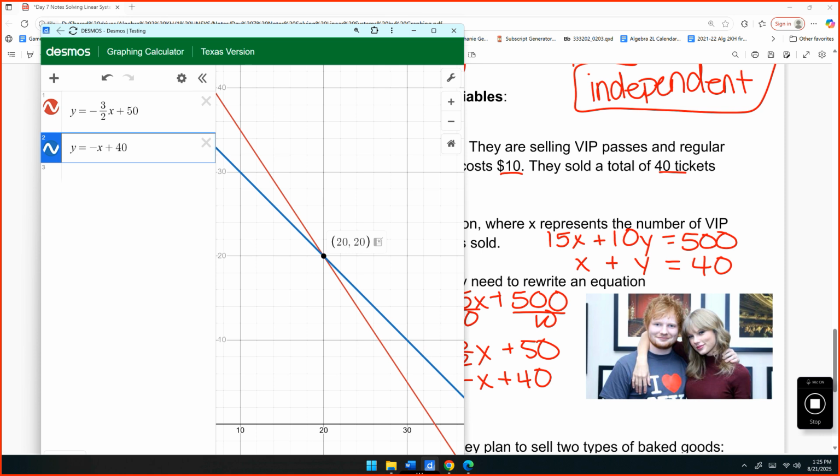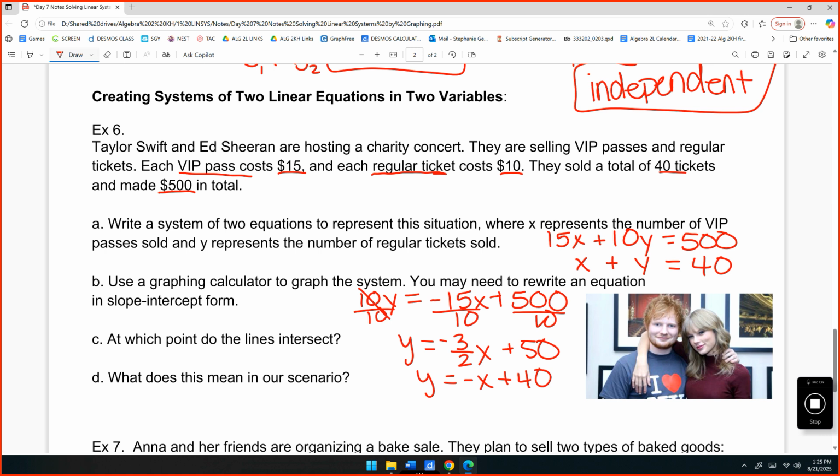Okay, all right, cool. So I'm going to write that here. At which point do the lines intersect? 20, 20. What does that mean? Well, now we have, put the solution brackets. Oh, good question. Do we need to put solution set?